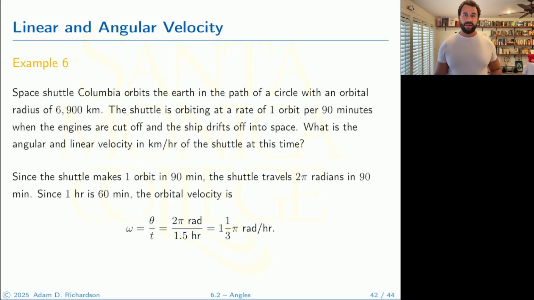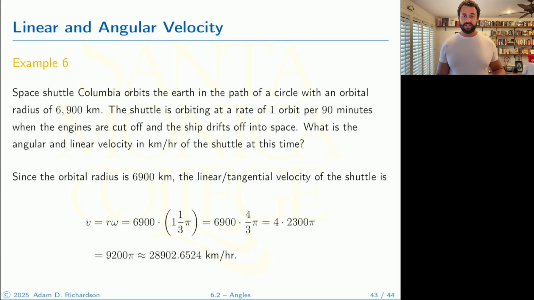And then when you simplify that, massage things a little bit, move things around, you get that it's going to be 1 1/3 pi radians per hour. So that's how fast the angle is changing, the angular velocity. Now, we have the angular velocity and we are given the orbital radius of 6,900 kilometers. So we can use that relationship between linear and angular velocity to compute it directly, right? It's r times omega. We just computed omega as 1 1/3 pi. Just multiply that by 6,900 and that will give us the linear velocity.